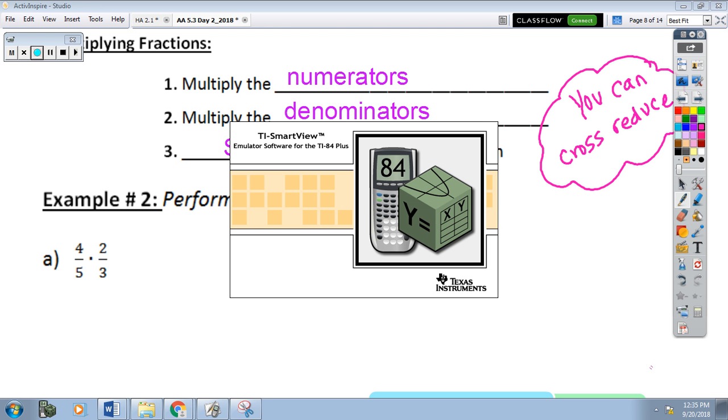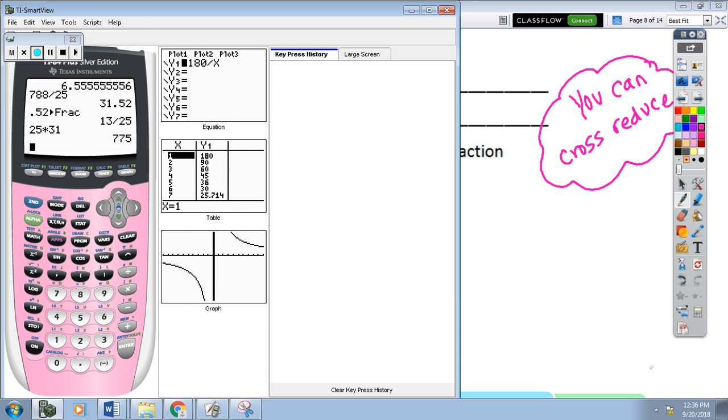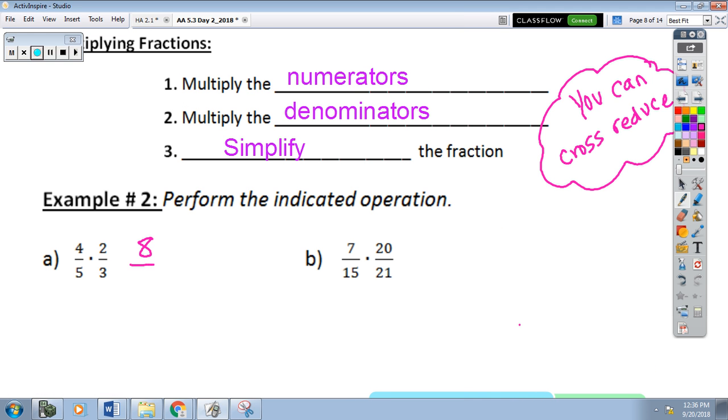I'm just going to open up my calculator. So for example 2a, multiply across the top. 4 times 2 is 8. 5 times 3 is 15. Do we have any common factors? Can we reduce it? Nope. Done. Okay, now the next one, what I was saying is, obviously the top 7 times 20 is 140. I don't know what 15 times 21 is, off the top of my head, without doing some multiplication off to the side or reaching for my calculator.